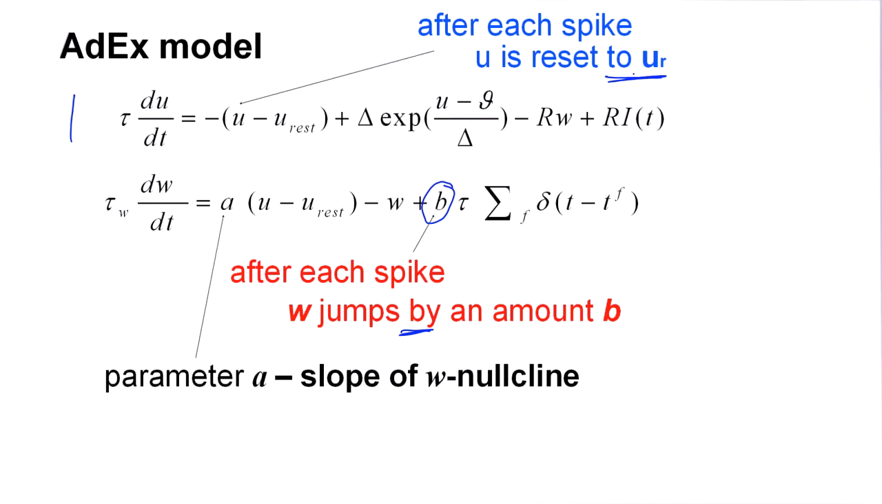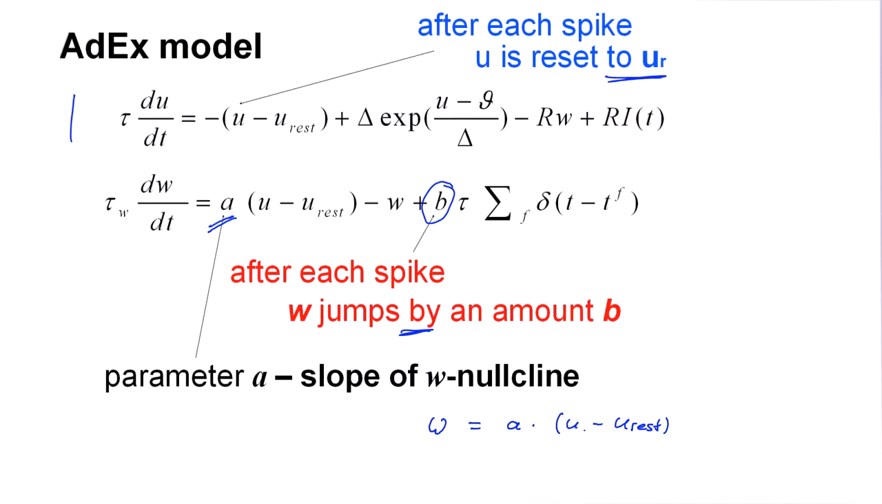Now there's a further important parameter, and that's this parameter A. It corresponds to the slope of the W null line. If you do a null line analysis, you can forget about spikes. You solve the null line equation by setting the left-hand side to 0, and the result is W equals A times U minus U rest. And that means the W null line is a linear function of the voltage.